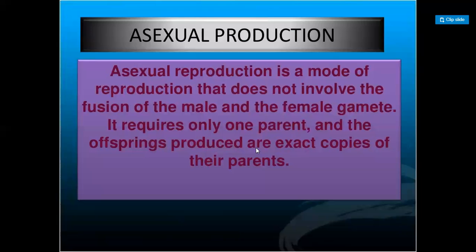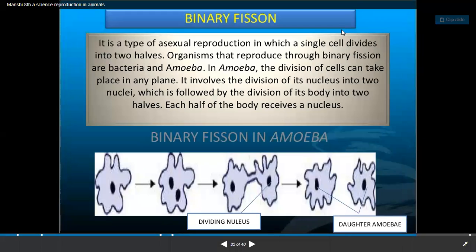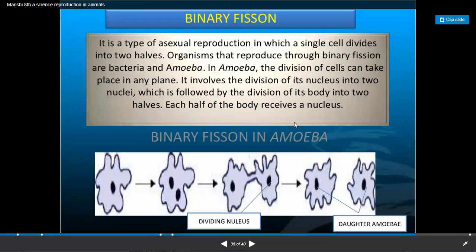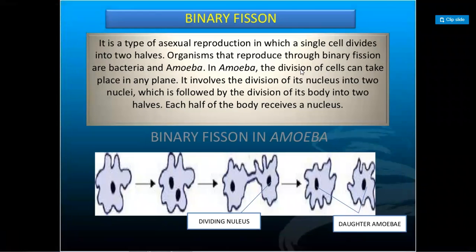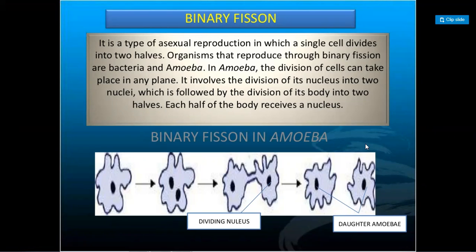Asexual reproduction is a mode of reproduction that does not involve the fusion of male and female gametes. It requires only one parent, and the offsprings produced are exact copies of their parents. In class 8, we will study binary fission. From its name, it's very clear. Binary means two, and fission means dividing. So a single organism keeps on dividing itself and is converted into two daughter amoebae. You can see here two daughter amoebae. That's why it's binary fission, because two are produced from one.